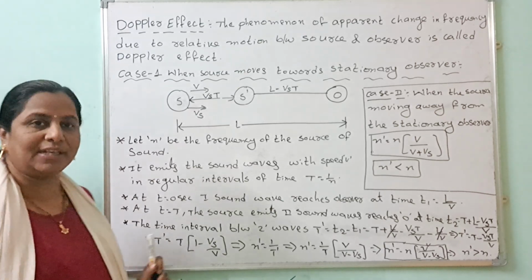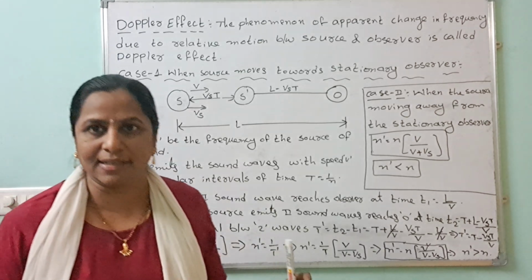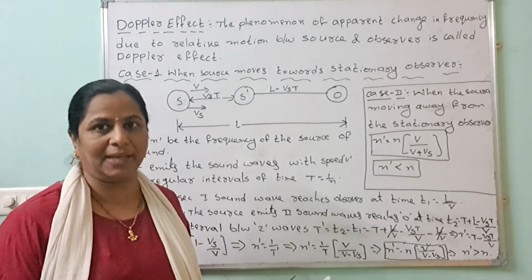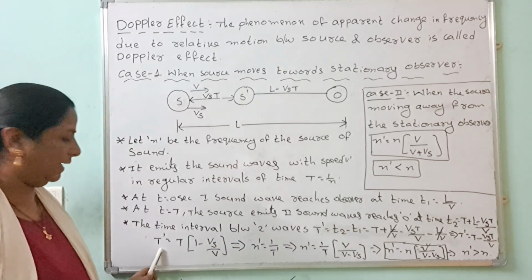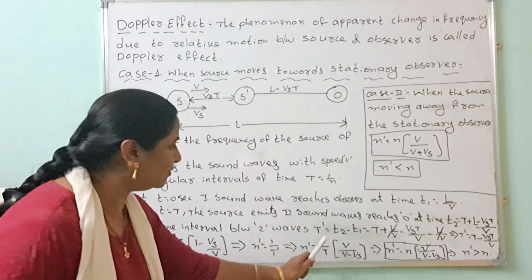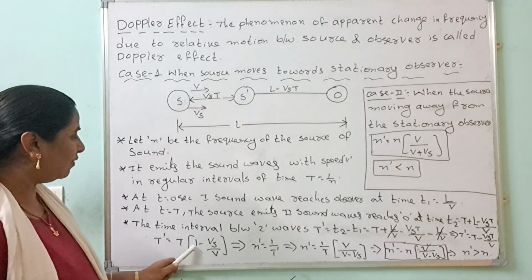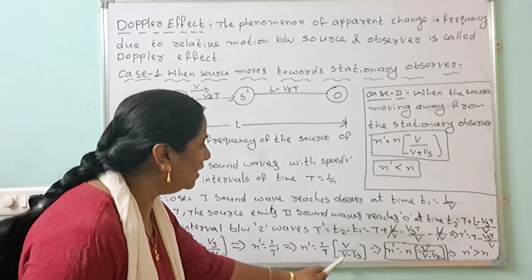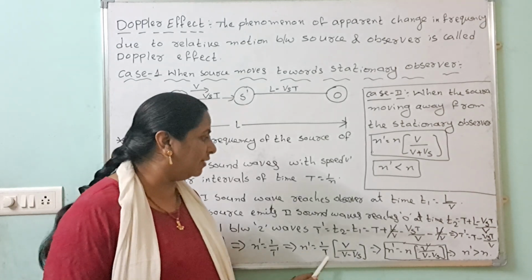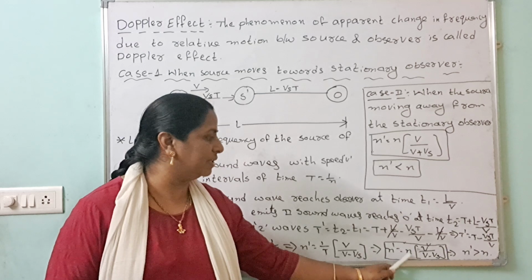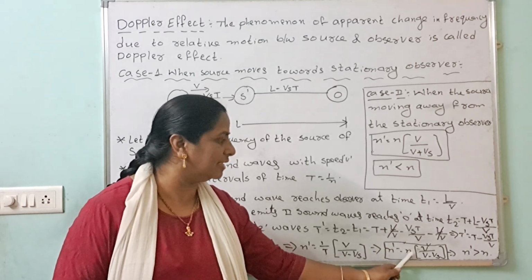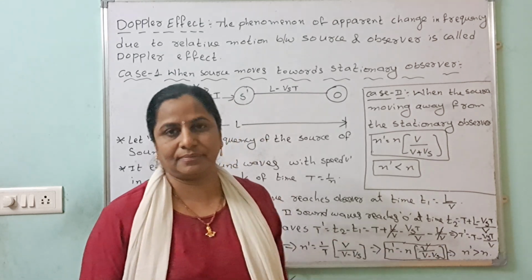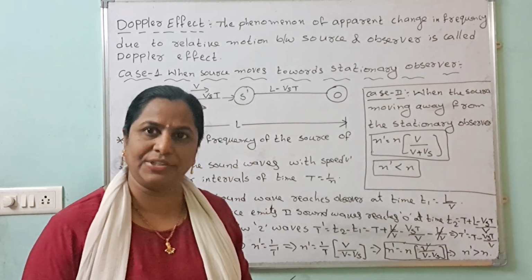Now we know this time interval, but we want the frequency. What is the relation between frequency and time period? N dash equals the reciprocal of the time period, n dash equals 1 by T dash. So 1 by T into 1 by 1 minus Vs by V, meaning the denominator comes as a numerator, V by V minus Vs. Instead of 1 by T, we take the original frequency of the source. This is the apparent frequency, this is the original frequency, and it is V by V minus Vs. So the apparent frequency is greater than the original frequency.